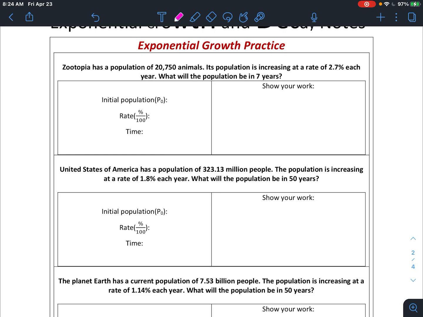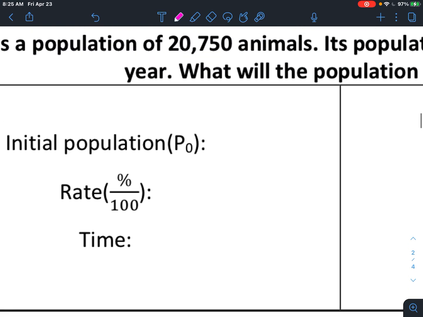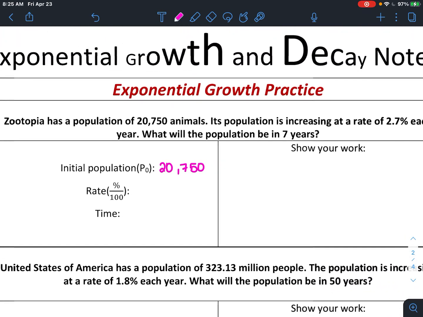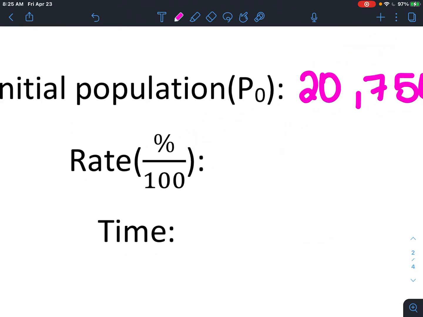So Zootopia has a population of 20,750 animals. Its population is increasing at a rate of 2.7% each year. What will the population be in 7 years? So the important things that we are looking for is the initial population, which is the 20,750. Our rate, which was 2.7%. Now notice it's a percent over 100.